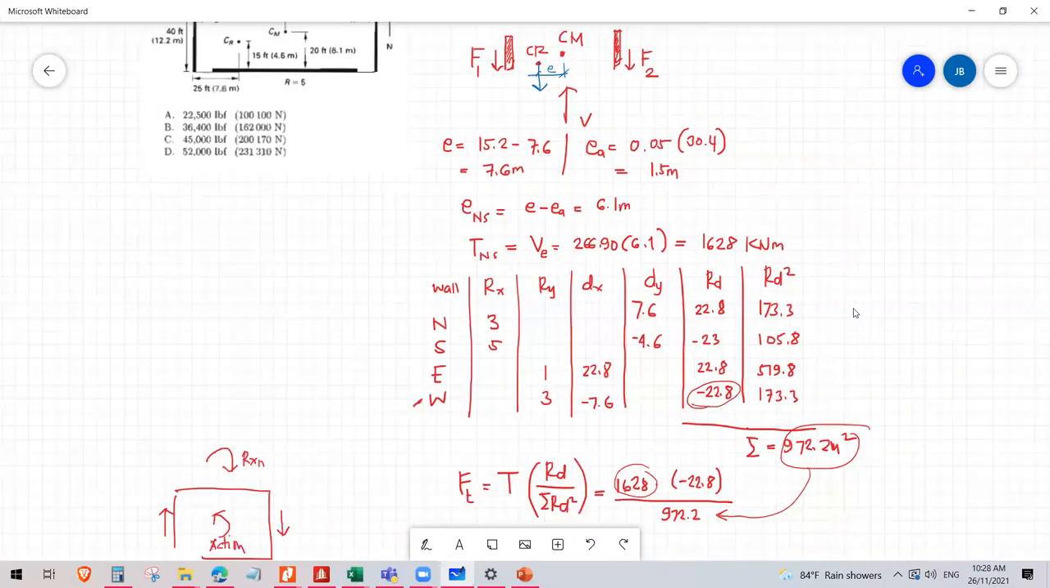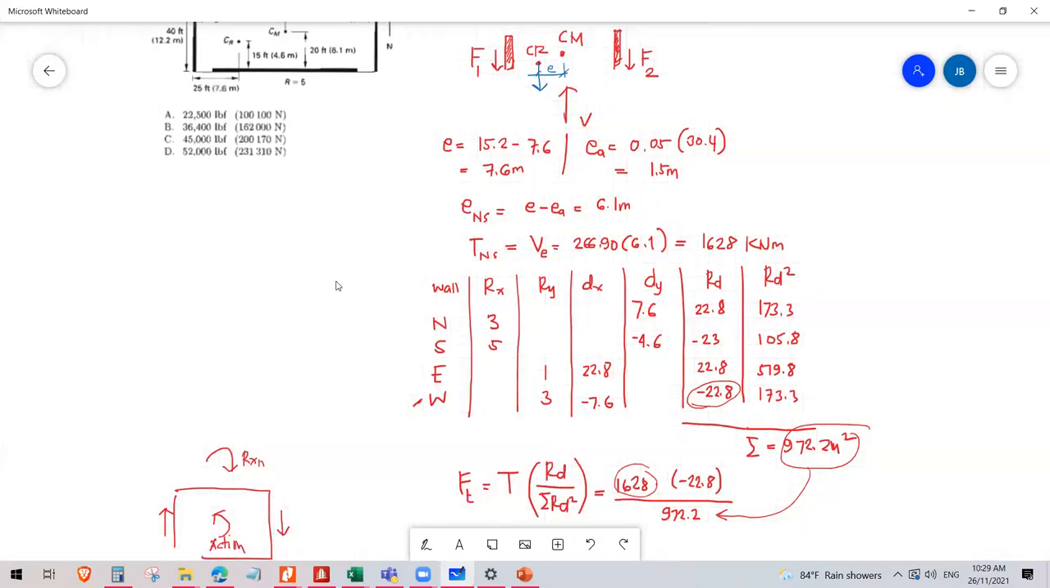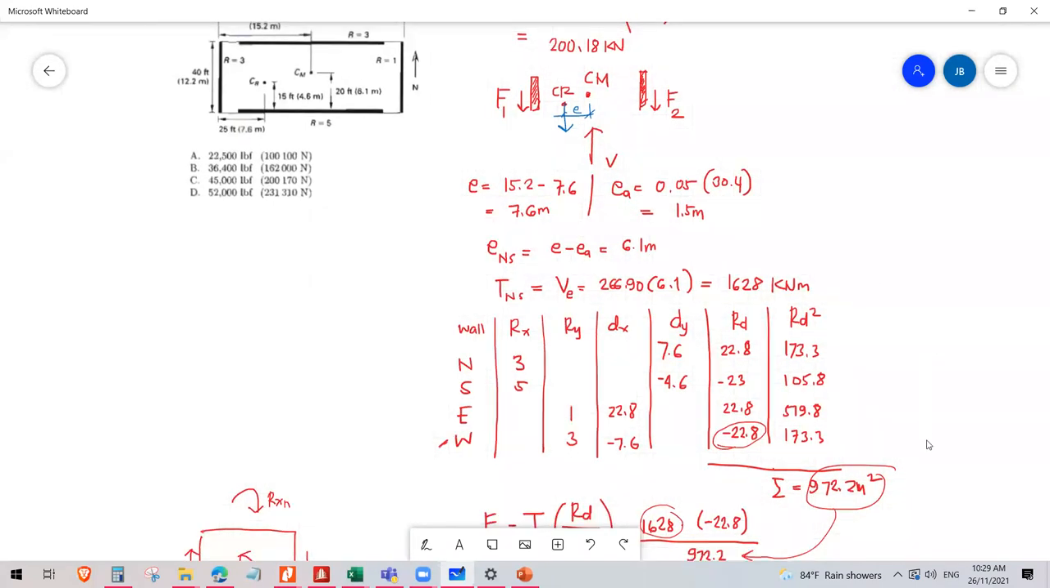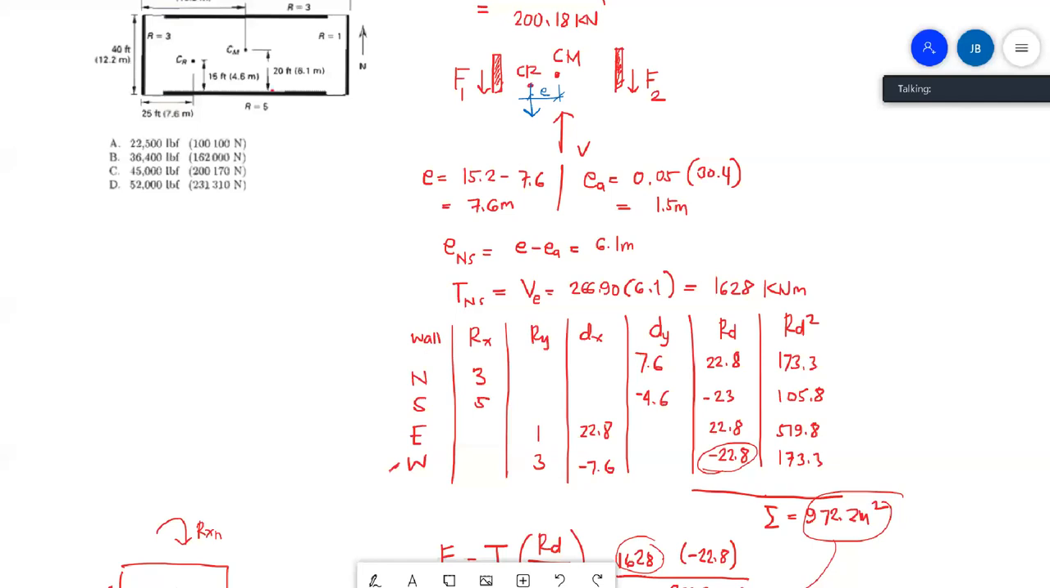Yan. So, repeating the same process para makita niyo yung plan. Ilatag ulit yung mga rigidity and the distances. So, sa north and south, 3 and 5. Sa east and west, 3 and 1, 1 and 3. And distances ng east and west, 22.8 sa east. Wow.